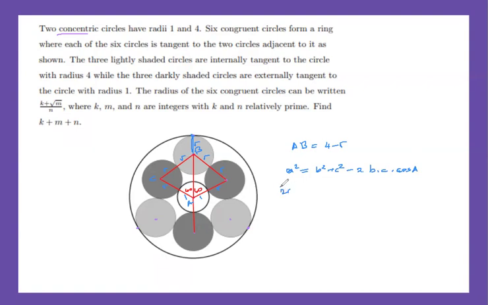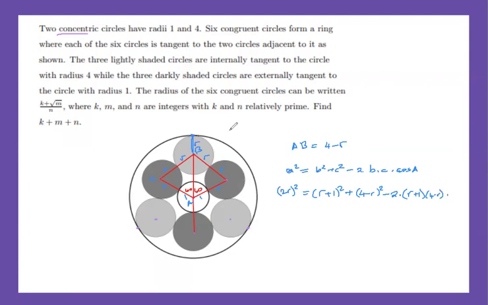So 2R squared equals B squared. I'm going to take this as R plus 1 to the second power. And then this is AB, which is going to be 4 minus R squared, minus 2 times B and C, which is R plus 1, and then 4 minus R times cosine 60 degrees.